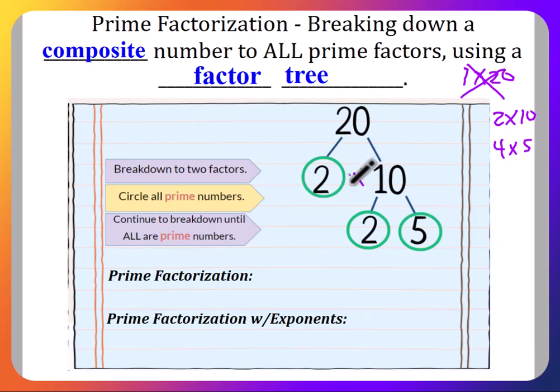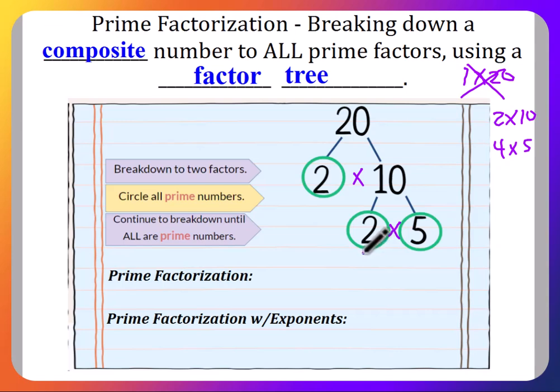I like putting the multiplication sign here. 2 is a prime number. Remember, 2 is the only even number that's prime. Once you get a prime number, you circle it. So we're done with this branch. 10 is not prime. Okay, it is composite, so we need to get two factors that equal 10. Well, 2 times 5 will give us 10. So we draw 2 more branches, one branch to go to the 2.